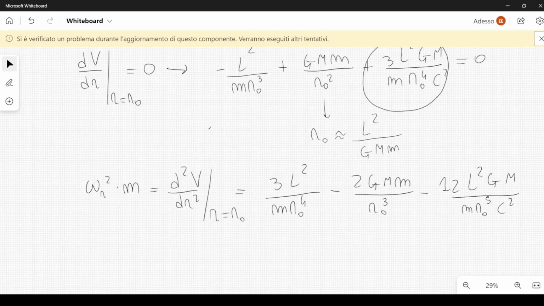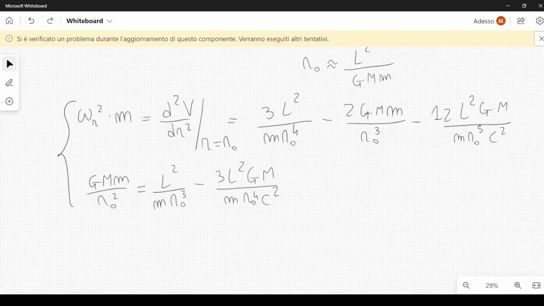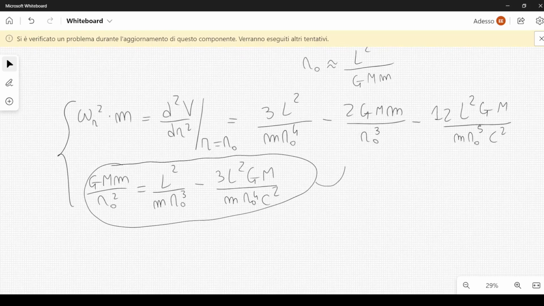And remember that we also got the equation above that I'm going to rewrite here. G capital M m over r0 squared. From there, I'm going to rewrite it as L squared over lowercase m r0 cubed minus 3 L squared G capital M over lowercase m r0 to the fourth power c squared. So I have simply rewritten this equation here, and now I'm going to consider a system of two equations. And I'm going to use the second equation, this one here, and I'm going to substitute it there. So in place of this expression, I'm going to substitute this equation.